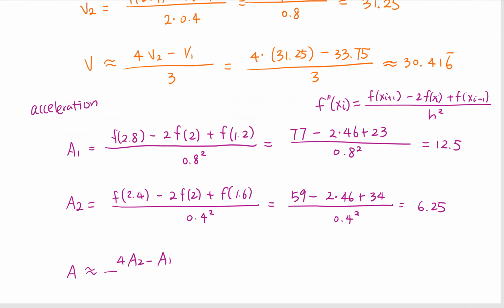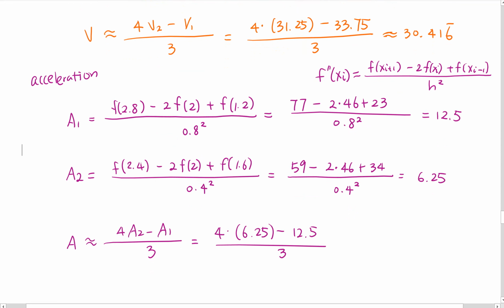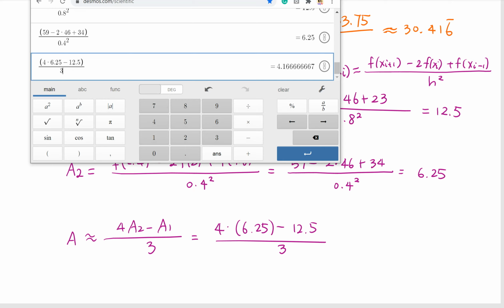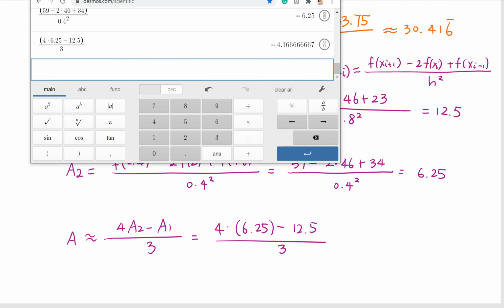Okay, what is our A? 4A2 minus A1 over 3, right? A2 is 6.25. A1 is 12.5. What is the answer? Okay, let's see. So we have 4 times 6.25 and then minus 12.5 and divided by 3. Okay, so the answer is 4.1 and 6 repeated.